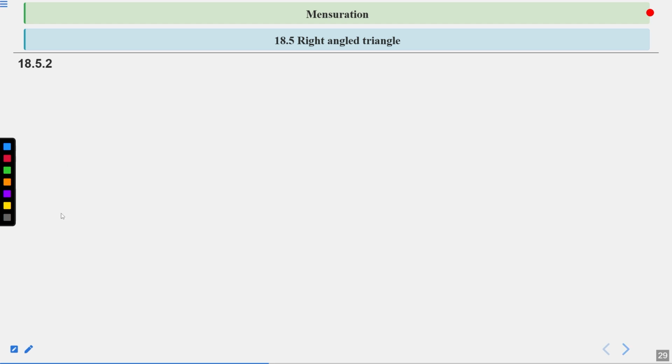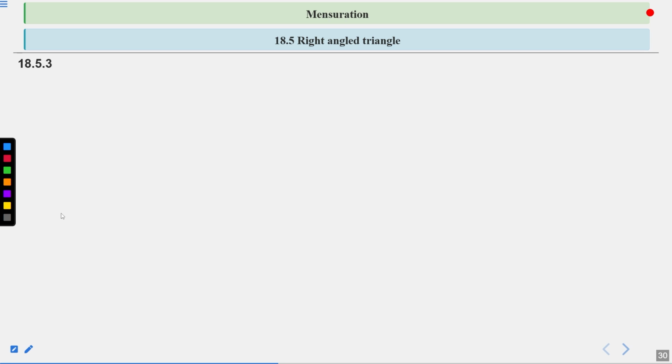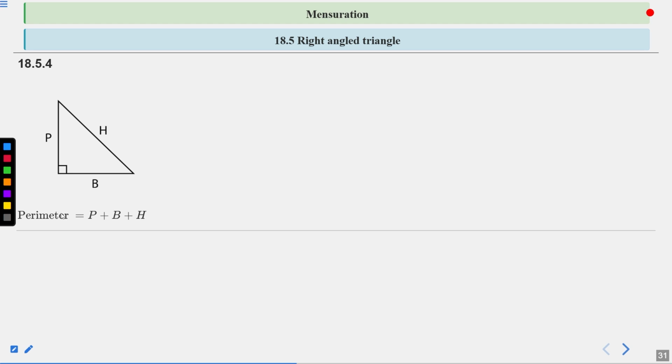Now move to next one, 18.5.2. So this is the right angle triangle diagram. So the perimeter becomes the sum of all the sides: perpendicular plus base plus hypotenuse. Next one, 18.5.3, right angled triangle. So this is the diagram of right angled triangle. So the area will become 1 by 2 into P into B, perpendicular into base. Next one, 18.5.4 in right angle triangle. So this is the diagram. So the perimeter becomes P plus B plus H.